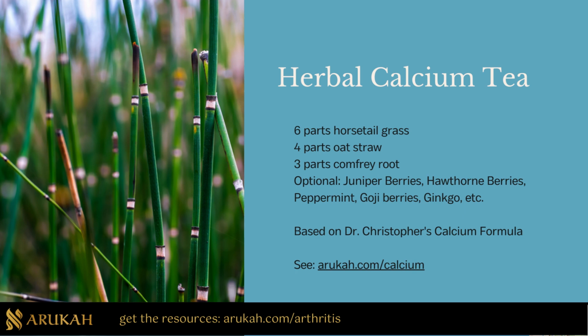Christopher. As I mentioned, he also adds 1 part lobelia to his formula, but I personally omit it, and instead I add either juniper berries, hawthorn berries, peppermint, goji berries, ginkgo biloba, etc. I like to rotate between different healing herbs each time I take a batch so that I'm not drinking the same tea all the time, which is a recommended practice in holistic healing, to modify one's regimen from time to time so that your body doesn't become desensitized.